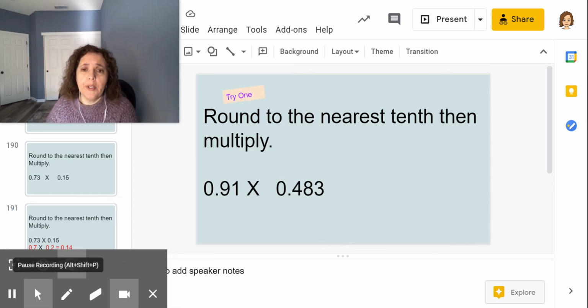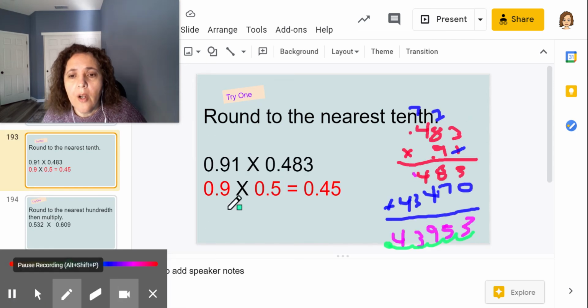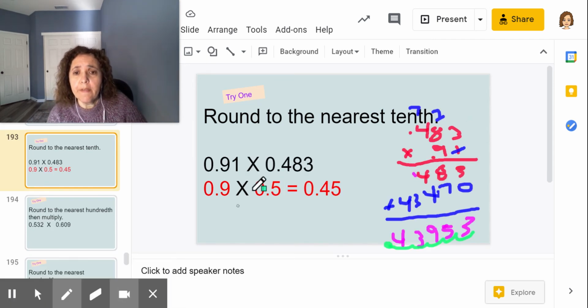Okay, let's try another one. So you try one. Round to the nearest tenth, then multiply, and then also find the exact answer to see if you were close. Okay, then come back to me. Okay, so if you rounded 91 hundredths to the nearest tenth, you should have got 9 tenths. And if you rounded 483 thousandths to the nearest tenth, you should have gotten 5 tenths. So hopefully you got that.